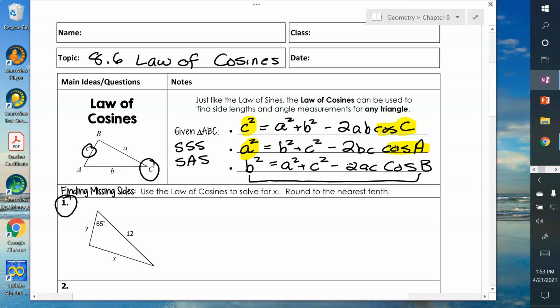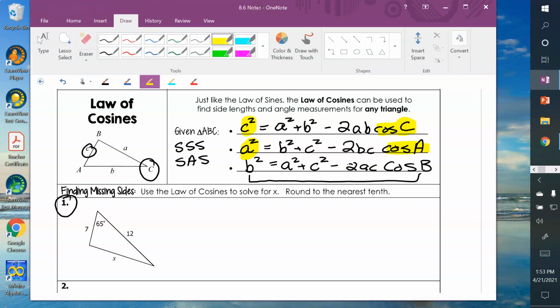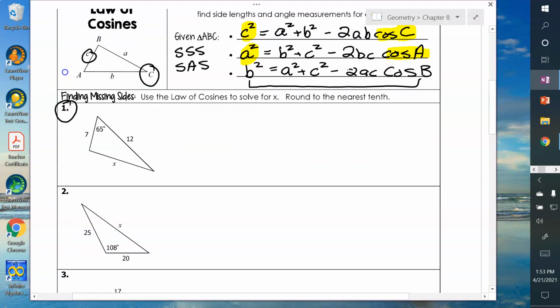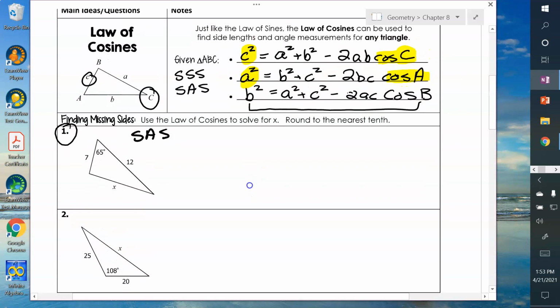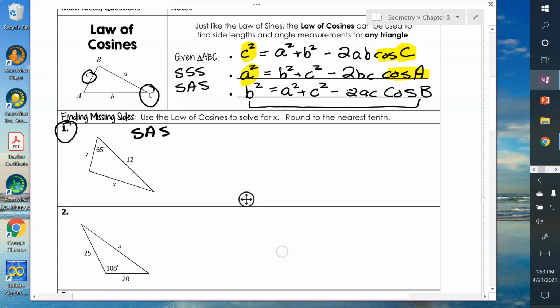So let's go ahead and solve some problems of this sort. Number one, we're given a side 7, another side 12, and an angle 65. So this is a side angle side, and because it's side angle side, I would use Law of Cosines. I'm going to go ahead and name these. I only ever think of Law of Cosines with the c squared. So this, to me, is the only form of Law of Cosines I really need: a squared plus b squared minus 2ab cosine c.